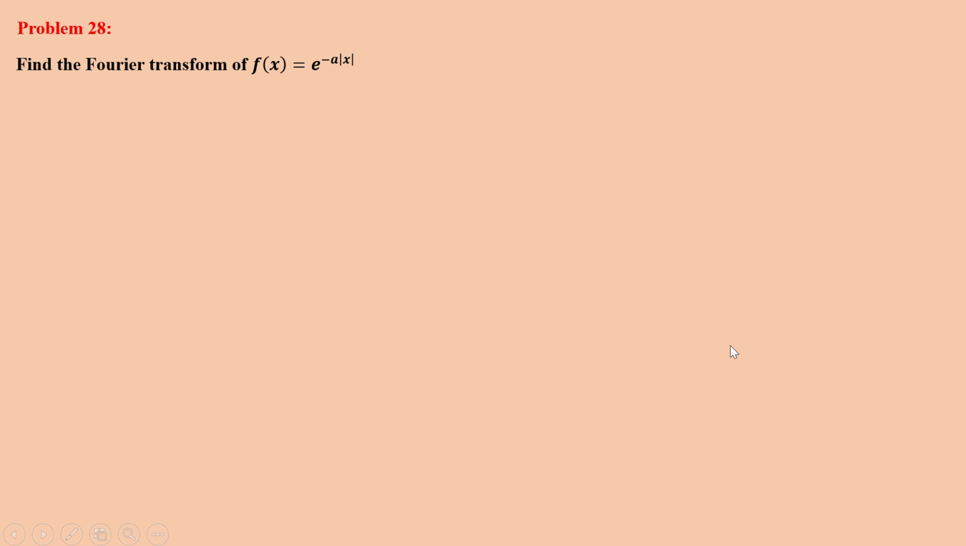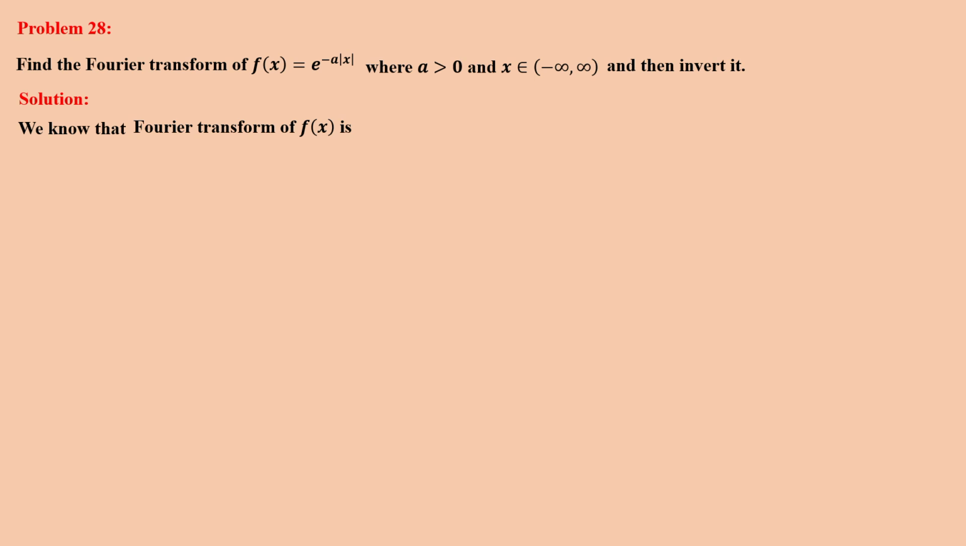Next problem. Find the Fourier transform of f(x) = e^(-a|x|), where a is greater than 0 and x lies between minus infinity to plus infinity, and then invert it. So we are going to use the inverse Fourier transformation also. We know that the Fourier transform of f(x) is f bar of p, which is equal to 1 by root 2 pi integral from minus infinity to plus infinity of e^(ipx) f(x) dx. That is equation number 1.